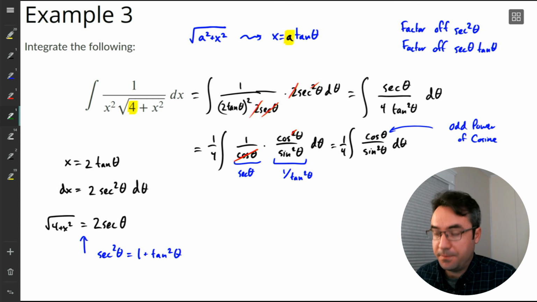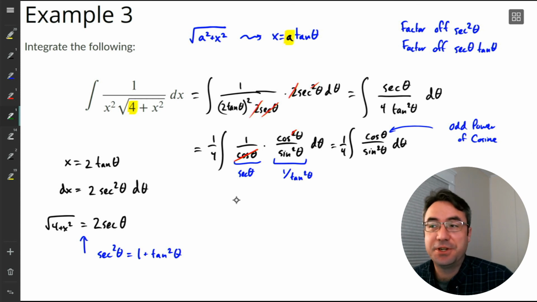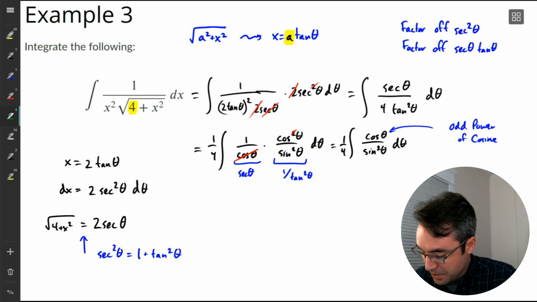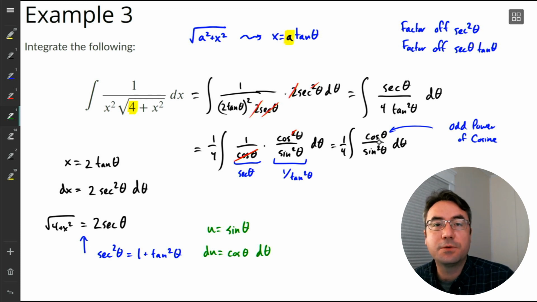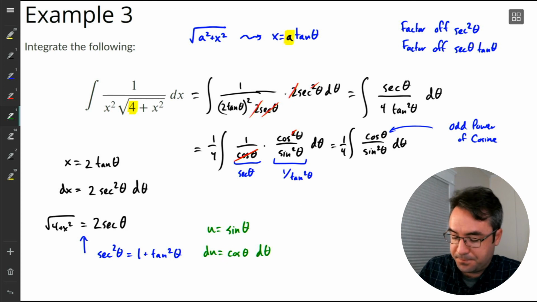So looking at this integral, we're going to do another substitution, this time a u substitution, where we're going to let u equal sine theta, and du is going to be cosine theta d theta. And so the whole reason why this method is going to work is because we have a lone cosine theta, which we can group with this d theta, and that's just going to become our differential.